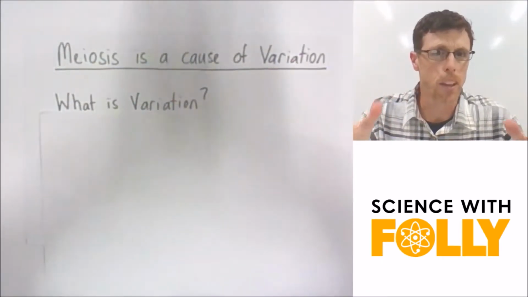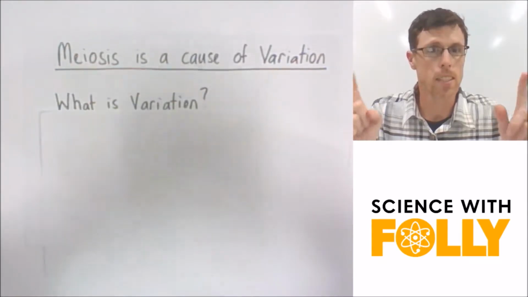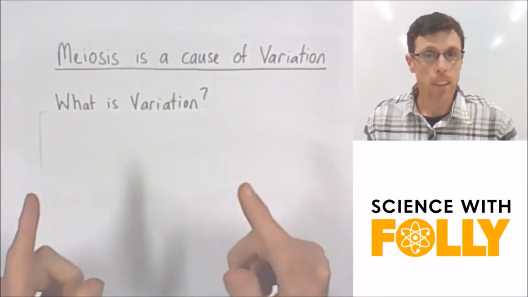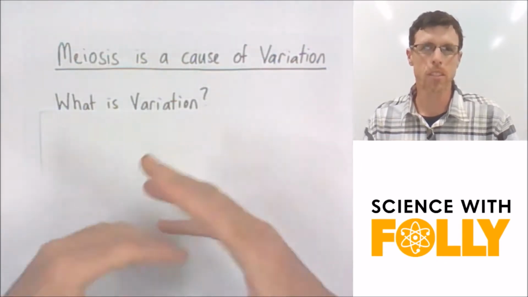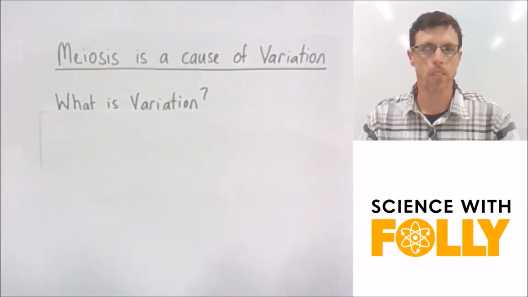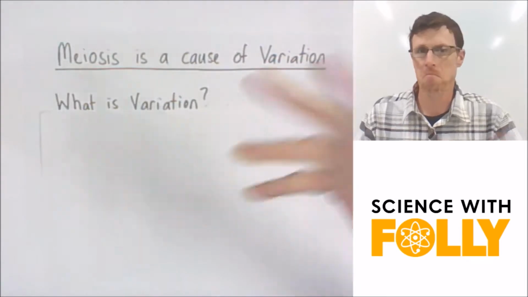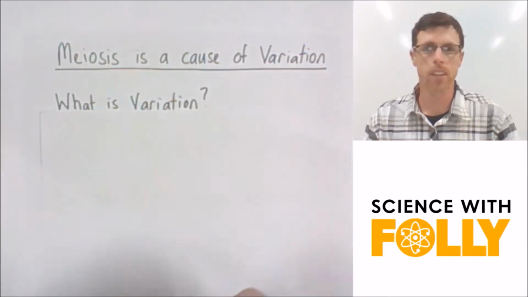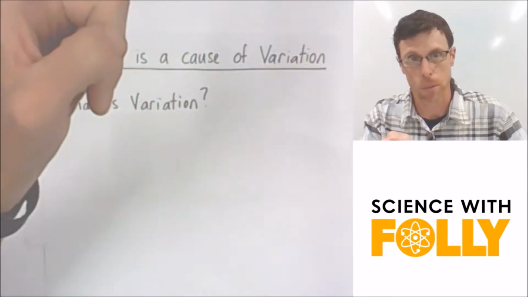Before we go any further, you'll need to recall what is variation. And as far as we're concerned in this video, variation is to do with the differences within members of the same species. Just like you're different from your mum, you're different from your dad, you're different from that person over there, etc., etc., but you're all the same species.